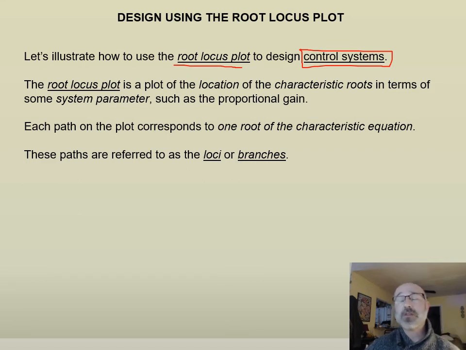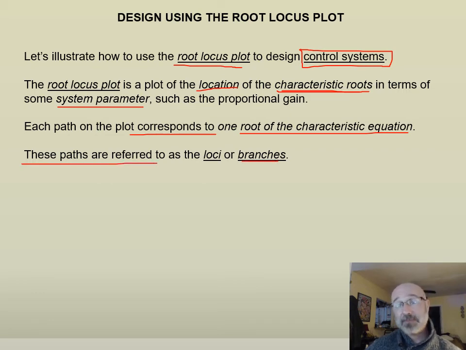The root locus plot is a plot of the location of these characteristic roots in terms of whatever system variable we're choosing to vary. Again, it could be the mass, the spring constant, or the damping constant. As we vary those, we get information about our characteristic roots and the location of those characteristic roots. Each path on this plot corresponds to one root of the characteristic equation. As you can see, we had different characteristic equations as we varied different system parameters within the characteristic equation. These paths are referred to as the branches of our plot.